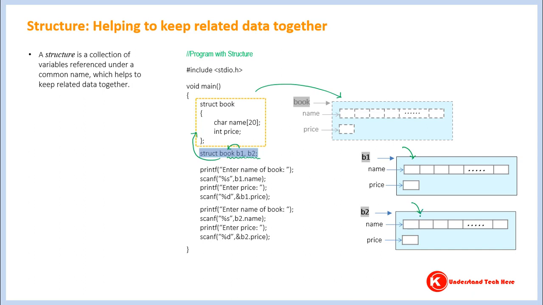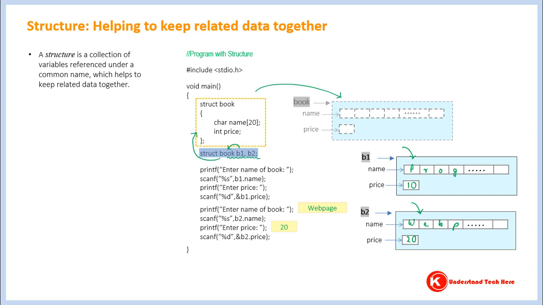Now when we enter the name of book programming, it will be stored as shown in the diagram. Similarly, when we enter the price of book 10, it will be stored as shown in the diagram. Similarly, the name of next book web page and price 20 will be stored as shown in the diagram. Now you can clearly see the relationship between data.